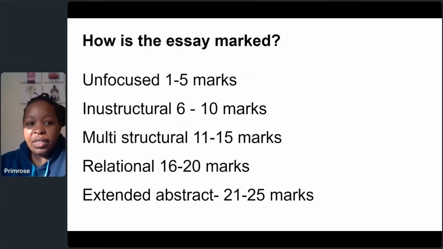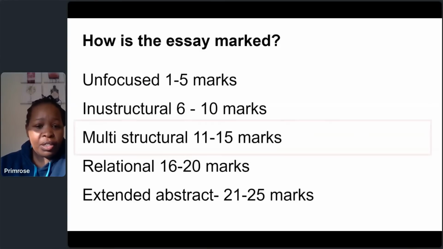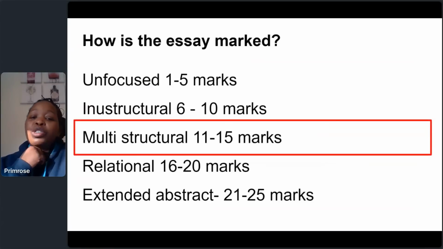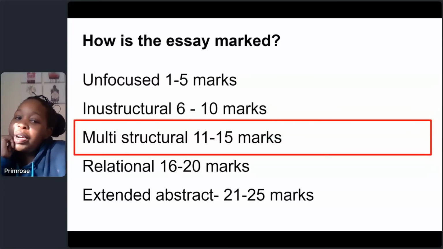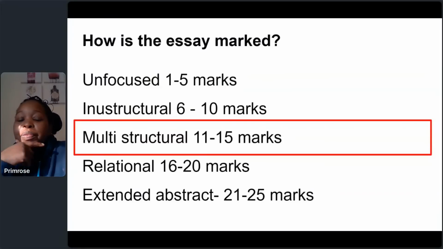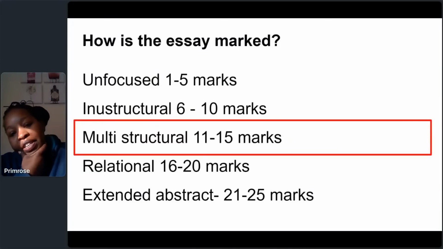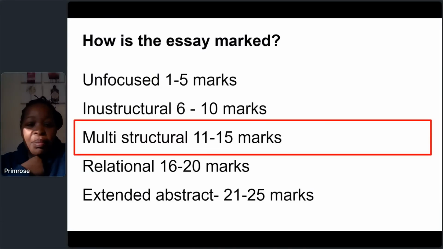Now, there are 5 bands that the essay is marked in. What examiners have said is most students fall in the multistructural band, and that makes sense because a lot of students are writing about knowledge. If you want to fall on the top end of that band, you need to link in some application.